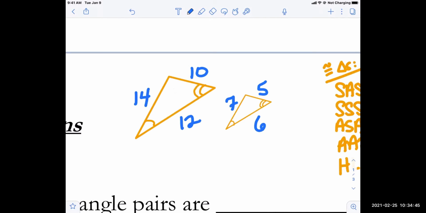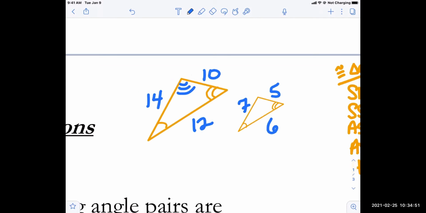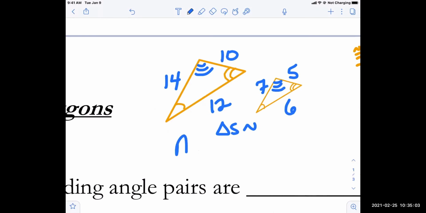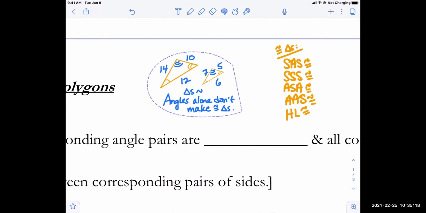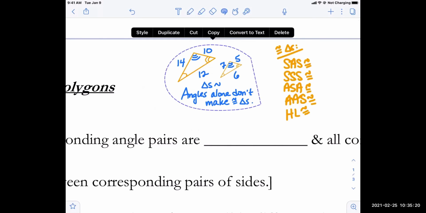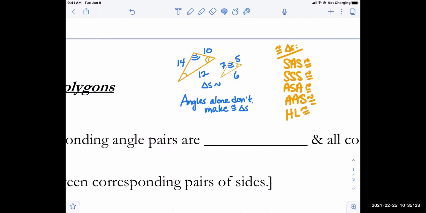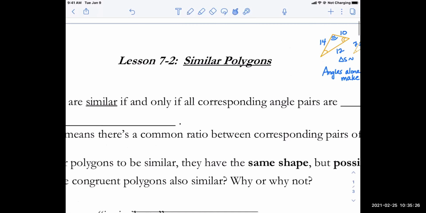Not drawn to scale, because it appears as though the 12 side is longer than the 14, so don't worry about that. But you would know that these angles here are also congruent, but angles alone are not sufficient, okay? These triangles would be similar. Angles alone don't make congruent triangles. Okay, so we talked about similarity a little bit before because of the fact that when we were trying to determine if triangles were congruent, we discussed how angle is not going to work.